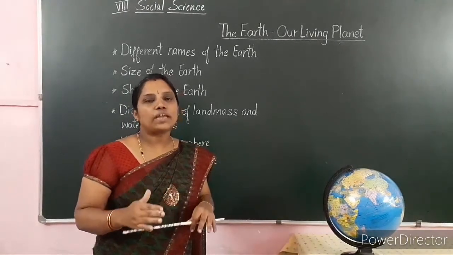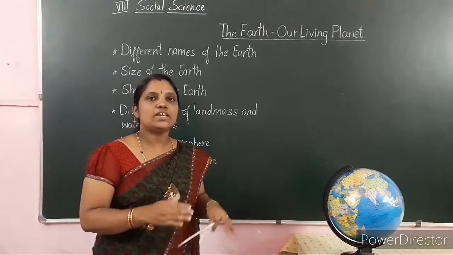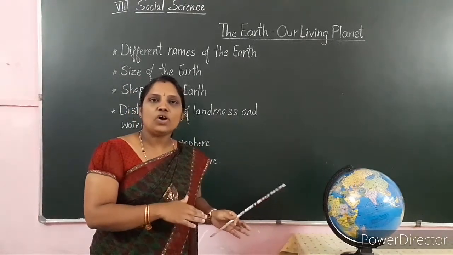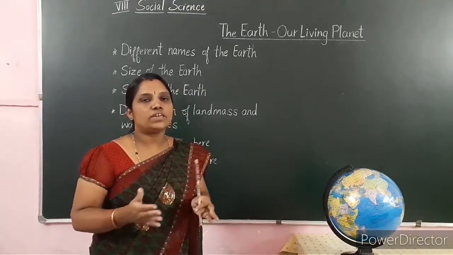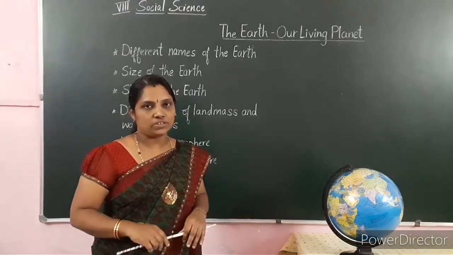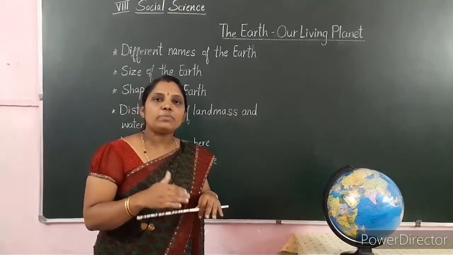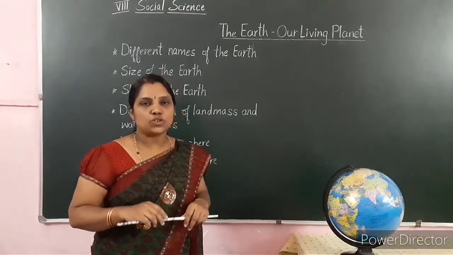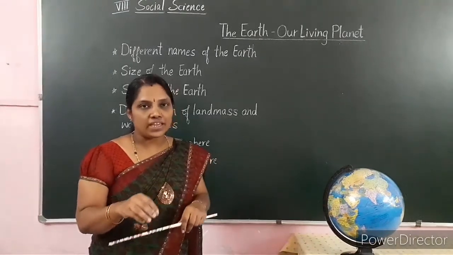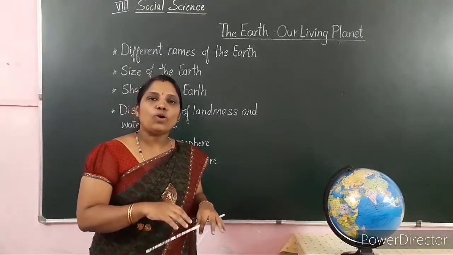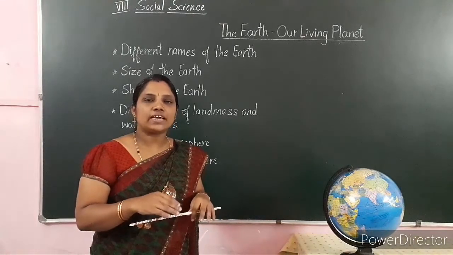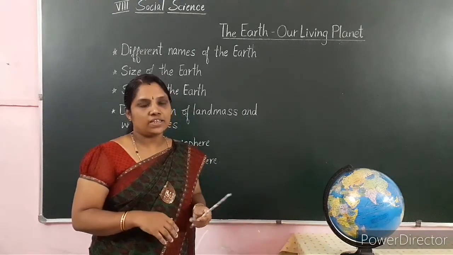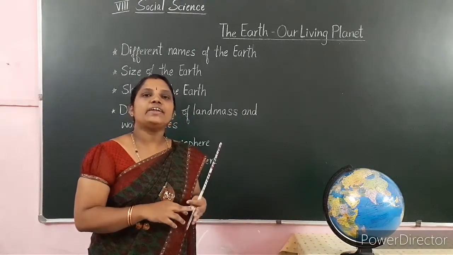Range of temperature, that means moderate temperature, neither very hot nor very cold. Then favorable atmosphere. Our Earth has favorable atmosphere, life supporting gases and water cycle. Water cycle, that means presence of water in 3 forms of state: solid, liquid and gaseous.